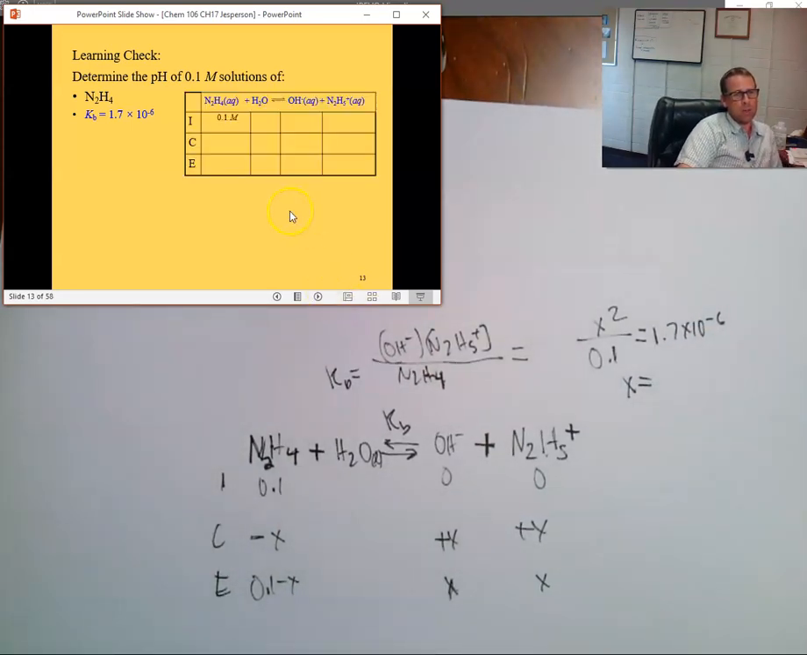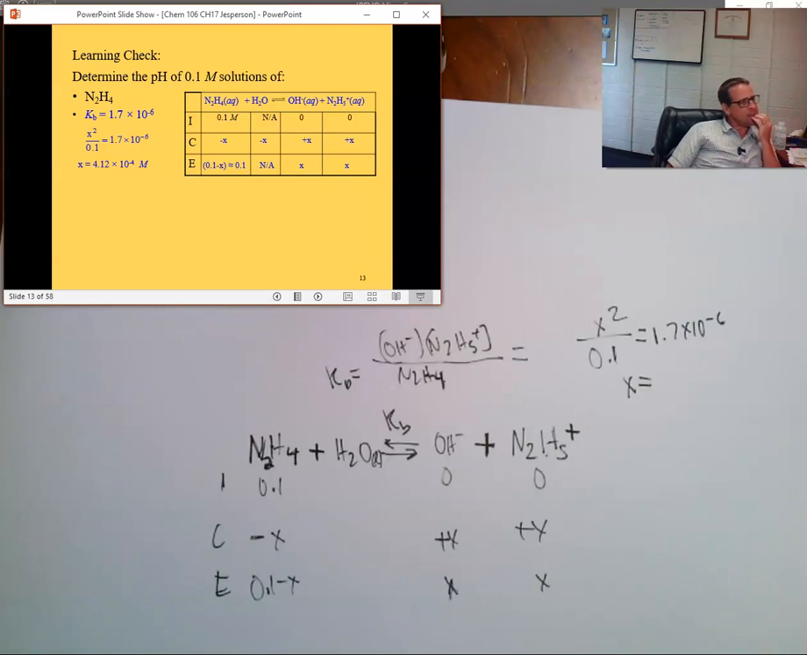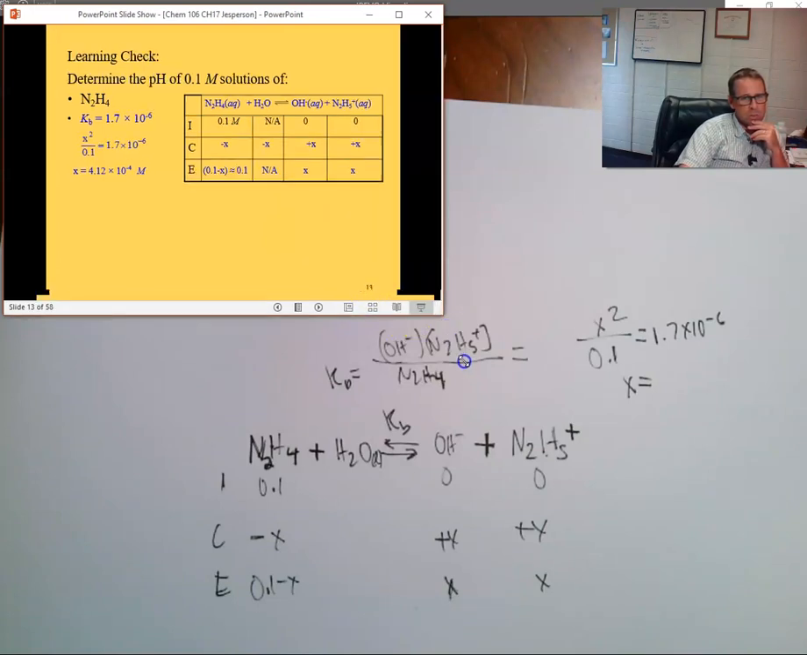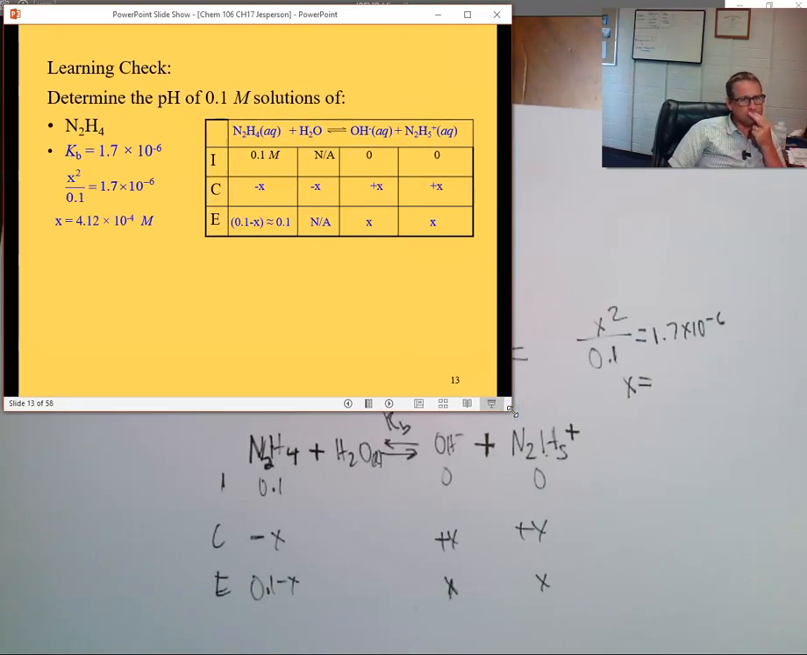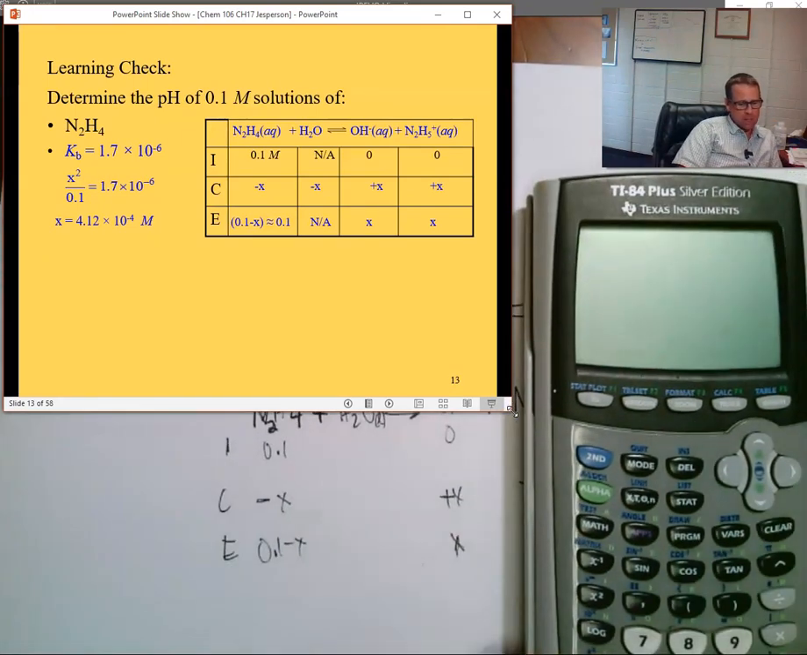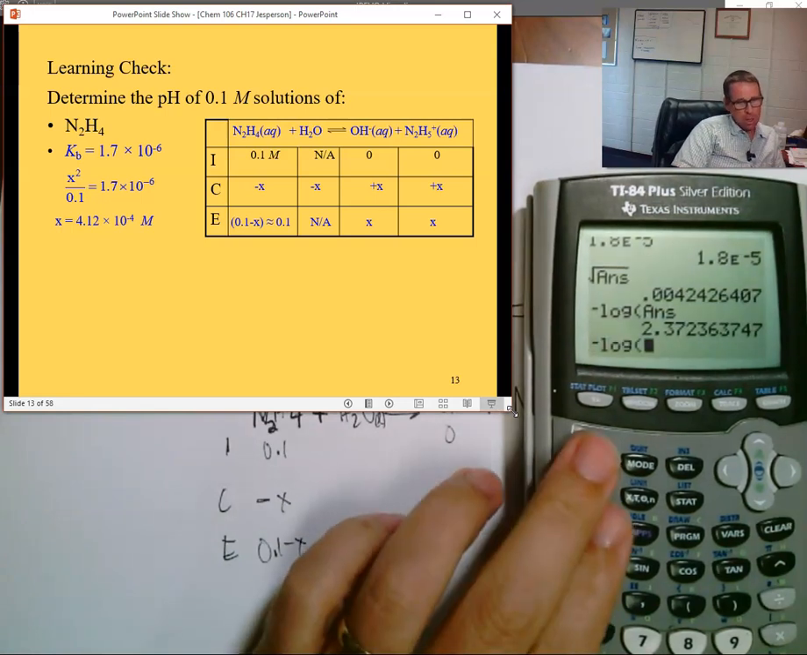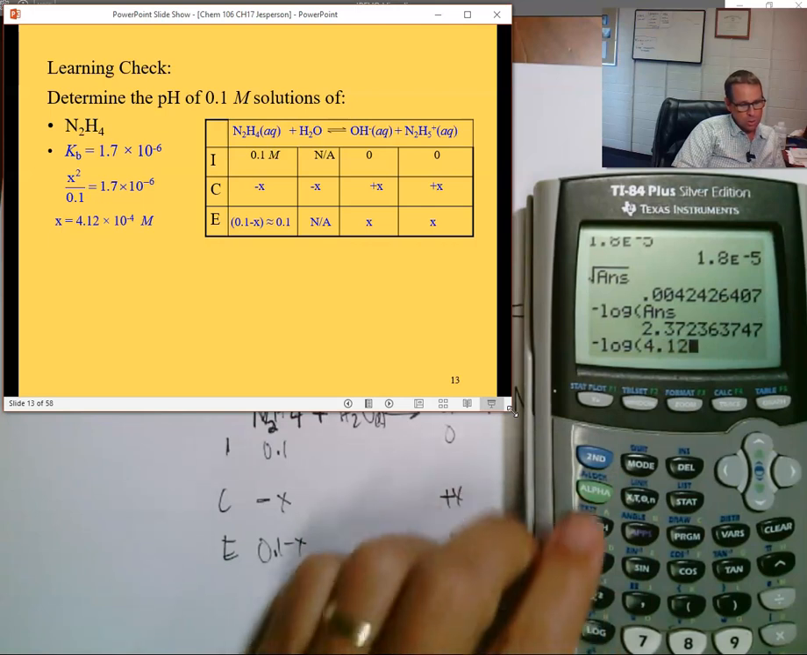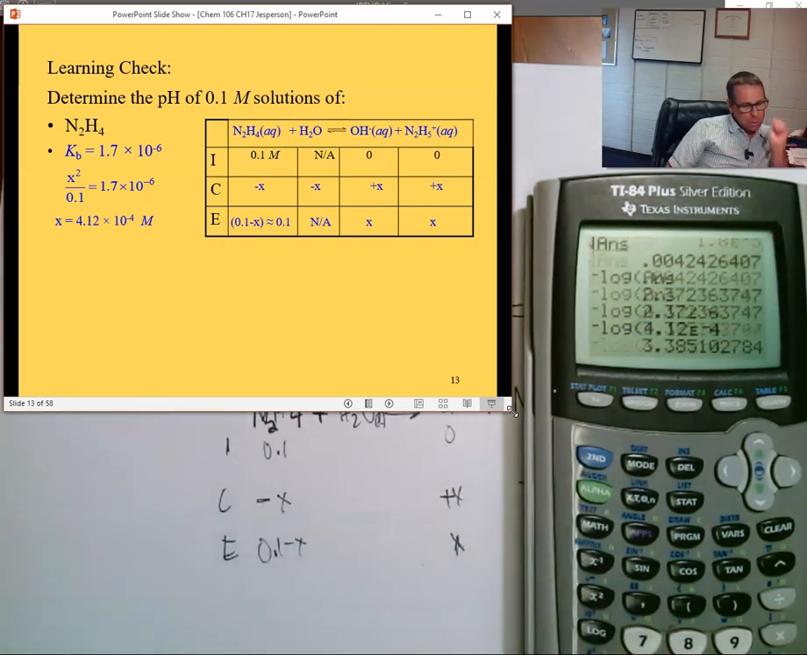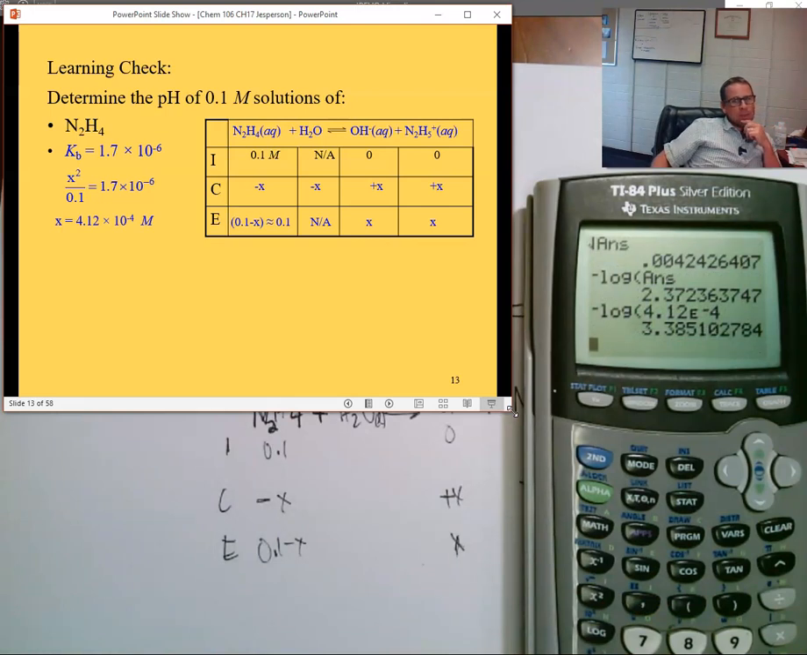All right, so let's fast forward to that point where we've solved for X. And what do you think we do next, Sarah? Once I've solved for X, what am I going to do to get the answer to the question? I think we take the negative log of that. Okay. Negative log of 4.12 times 10 to the minus 4. All right. Is that the answer then, Sarah?